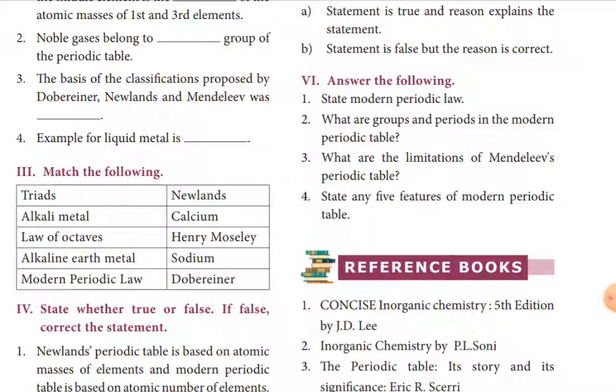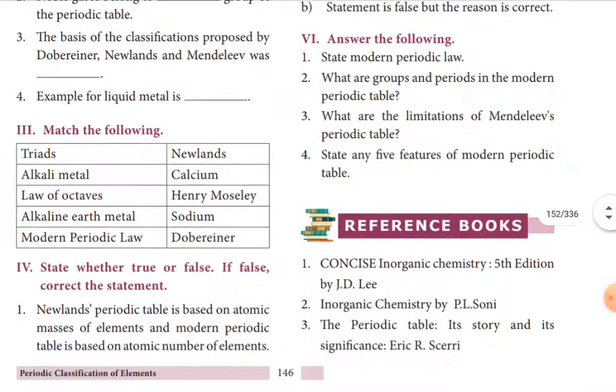Then alkali metal, which is alkali metal? Sodium, potassium. Law of octaves. Octa means 8 elements, 8 by 8. Who arranged the elements 8 by 8? Newlands. Then alkaline earth metal, calcium. Modern periodic table, Henry Moseley.